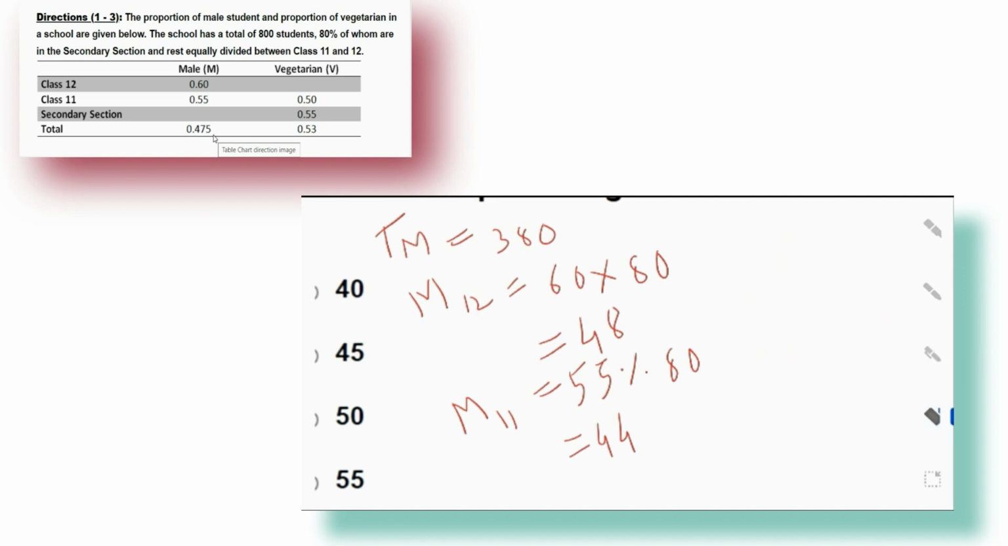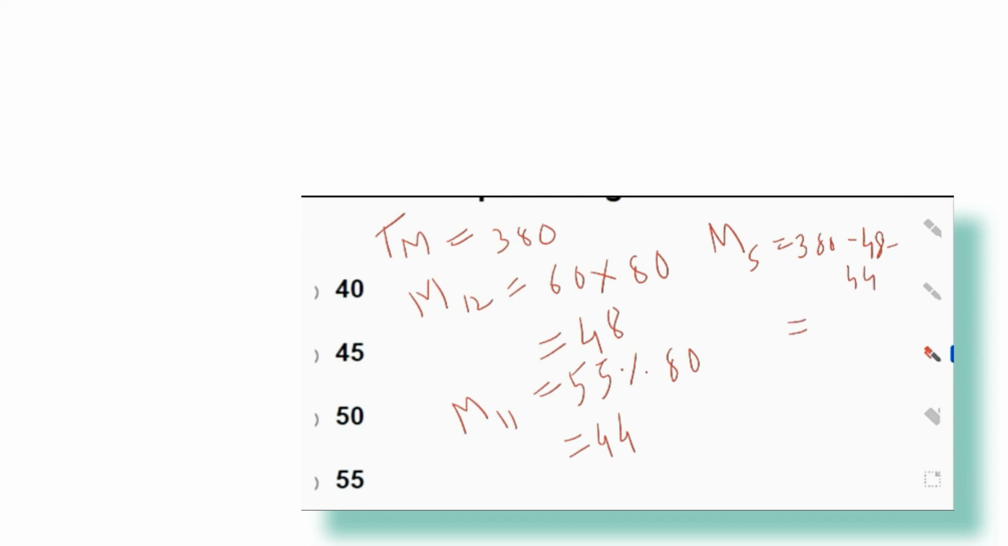Now our task is the total number of males present in the secondary section. So male in the secondary section is the total number of male students, that is 380, minus male in class 12, that is 48, and male in class 11, that is 44. If you calculate this, then this number becomes 288.